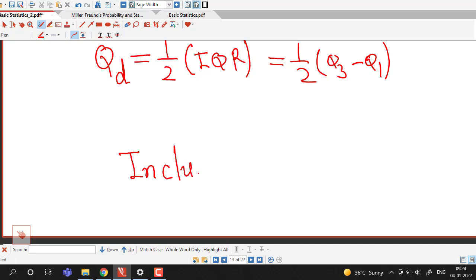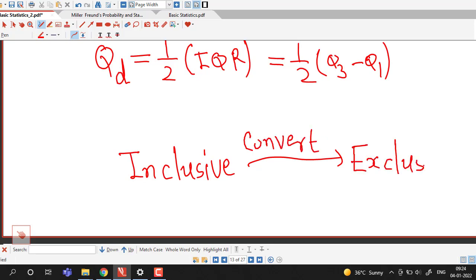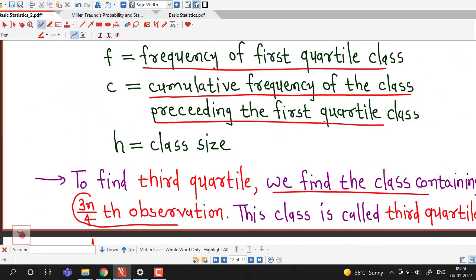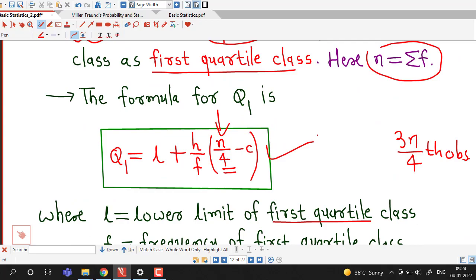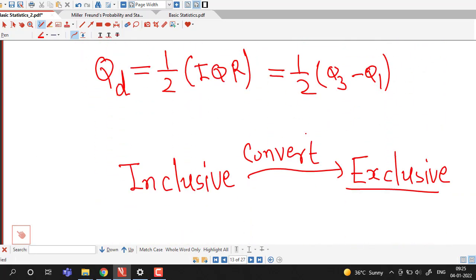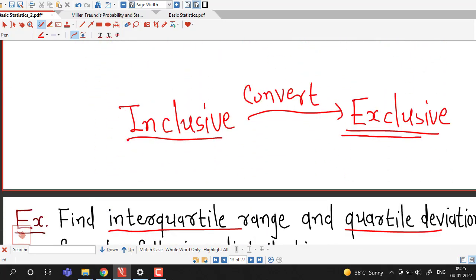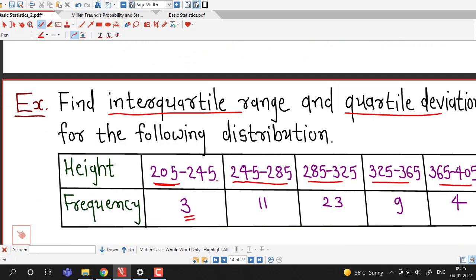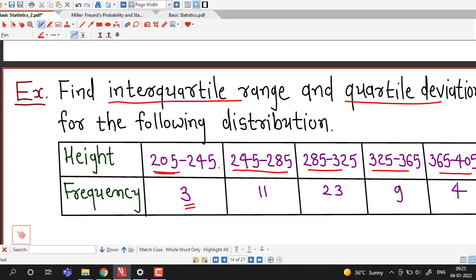If classes are inclusive, we will convert them into exclusive classes before applying all these formulas. All these formulas are applicable for exclusive classes only. So this is one important remark, that you must check whether classes given are exclusive or not. If they are inclusive, convert them into exclusive type classes, then apply a corresponding formula. Here classes are exclusive, so we can start with first quartile.